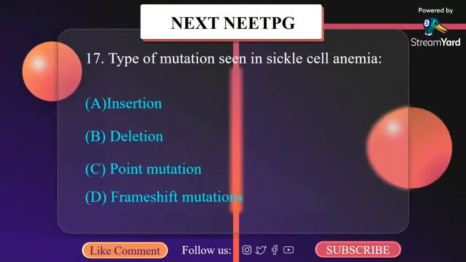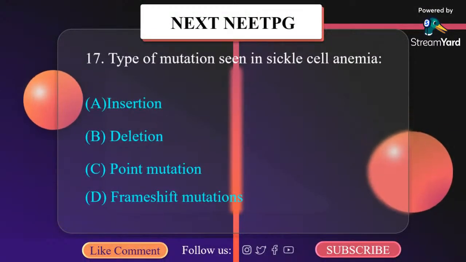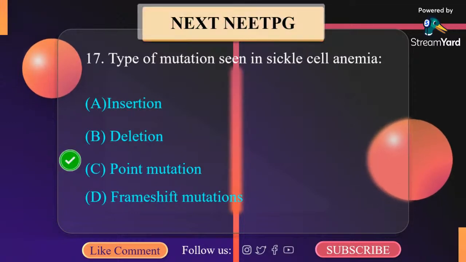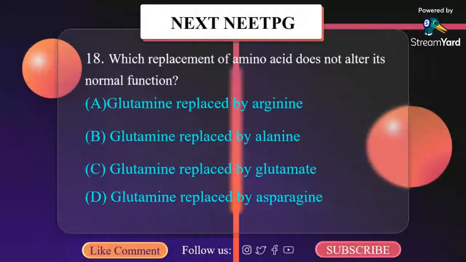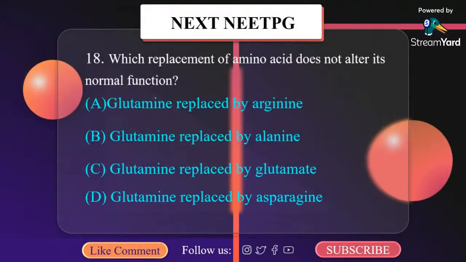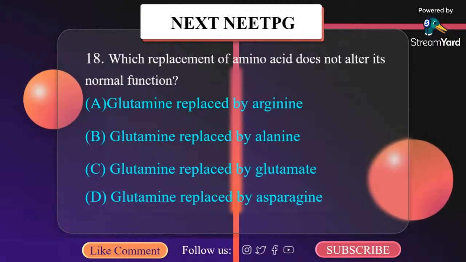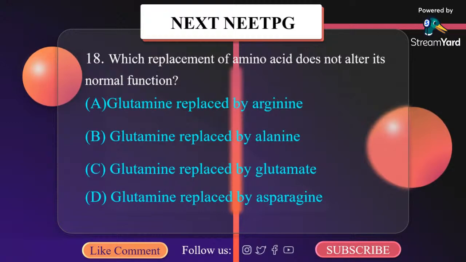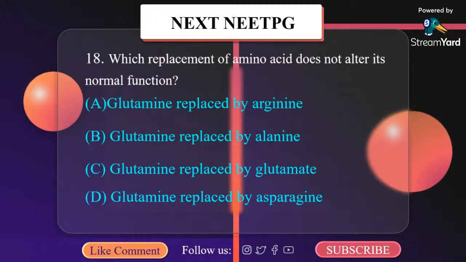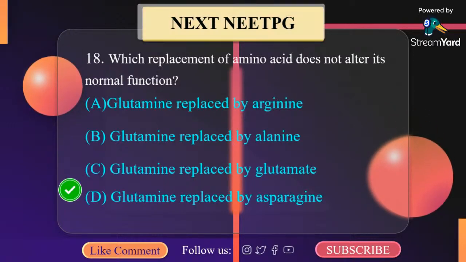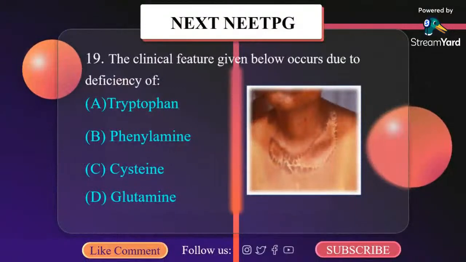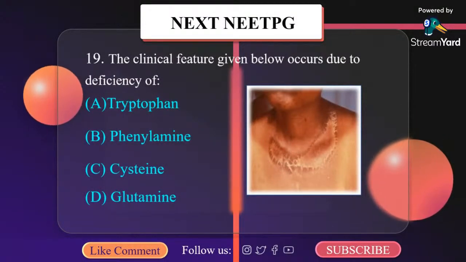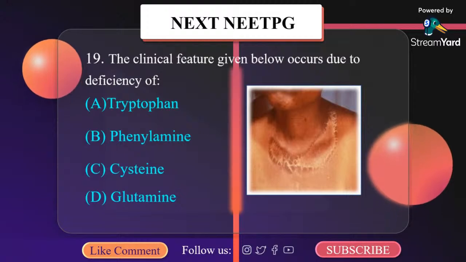The type of mutation seen in sickle cell anemia is A. Insertion, B. Deletion, C. Point mutation, D. Frameshift mutation. It is point mutation. Which replacement of amino acid does not alter its normal function? A. Glutamine replaced by arginine, B. Glutamine replaced by alanine, C. Glutamine replaced by glutamate, D. Glutamine replaced by aspartate. The clinical feature shown occurs due to deficiency of A. Tryptophan, B. Phenylalanine, C. Cysteine, D. Glutamine. It is due to tryptophan.